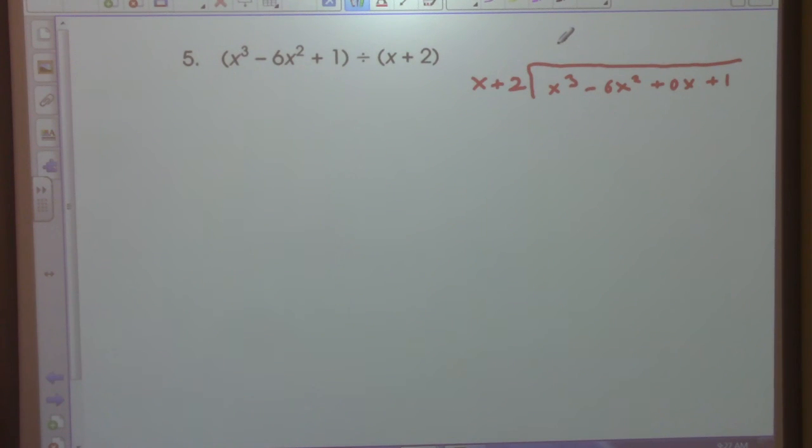Alright, so this is what I got. I got x squared on top, right? And you multiply that with x cubed. And then x squared times 2 would be 2x squared. Okay, so you subtract out here, like that. And apparently it's negative 8x squared. You bring down the 0x.